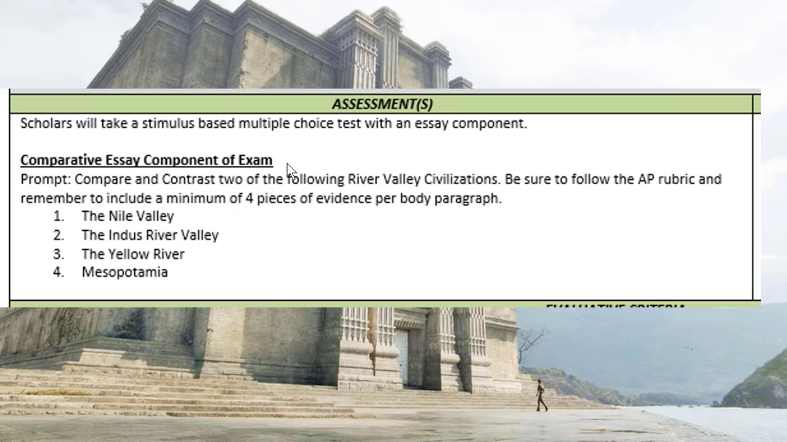For the actual prompt, I did compare and contrast two of the following river valley civilizations. I said be sure to follow the AP rubric and remember to include a minimum of 4 pieces of evidence per body paragraph. Just a quick note about the AP rubric.